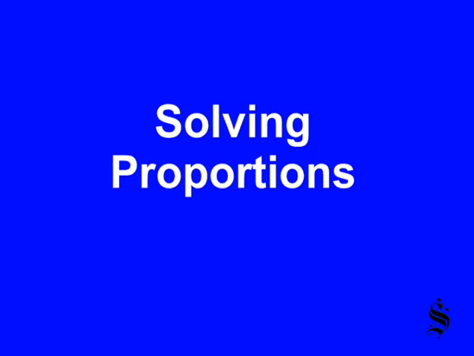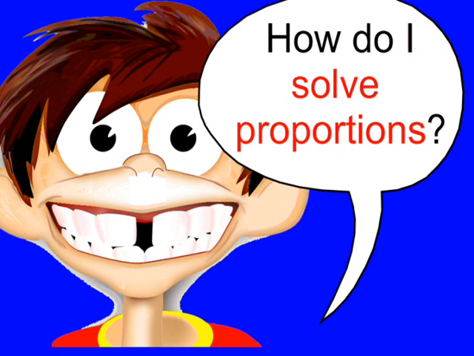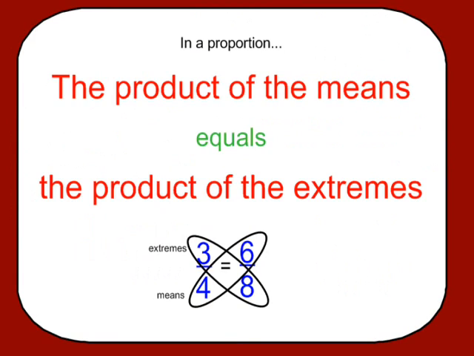Solving proportions. Well, how do I solve proportions? There's actually a couple of different ways you could do this. Just remember that the product of the means equals the product of the extremes in a proportion, meaning that if you multiply the means, you get 24, and if you multiply the extremes, you get 24. That should be equal. In a proportion, the product of the means equals the product of the extremes, and that'll be important, as you'll see a little bit later.